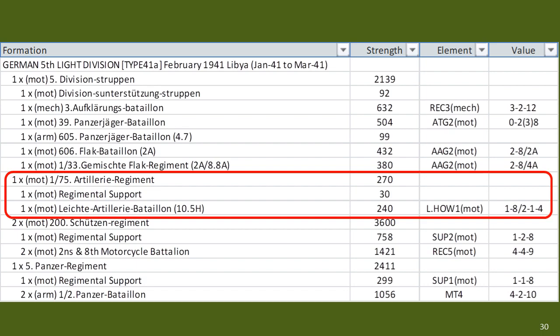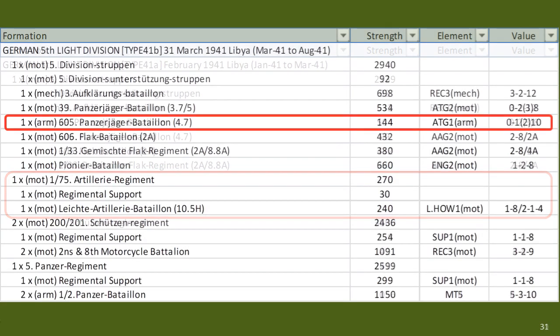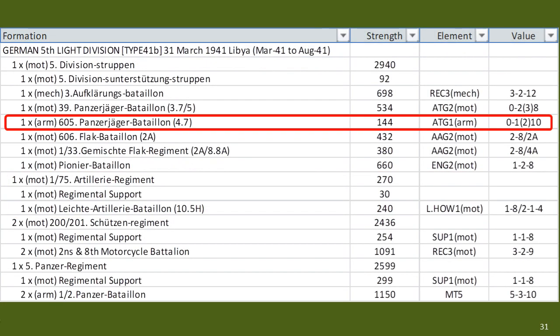The other interesting feature about the light division was the Panzer Artillery Regiment, which only consisted of a single battalion of 10.5 cm howitzers. By March, the structure of the light division had changed. One interesting point was the addition of an early tank destroyer battalion. These did exist in 1940, at least one did, and did also exist in 1941 in Russia, but they were mainly held at corps level. In this particular case, the tank destroyer battalion was held at a divisional level.